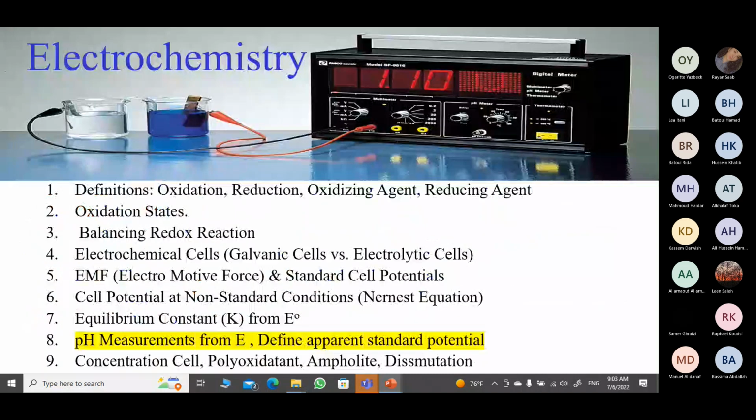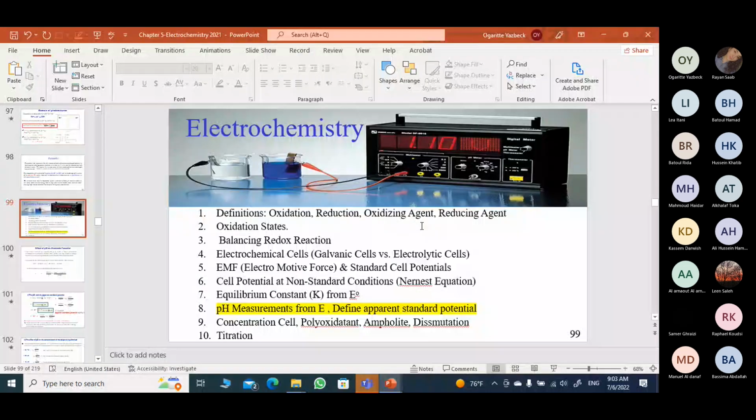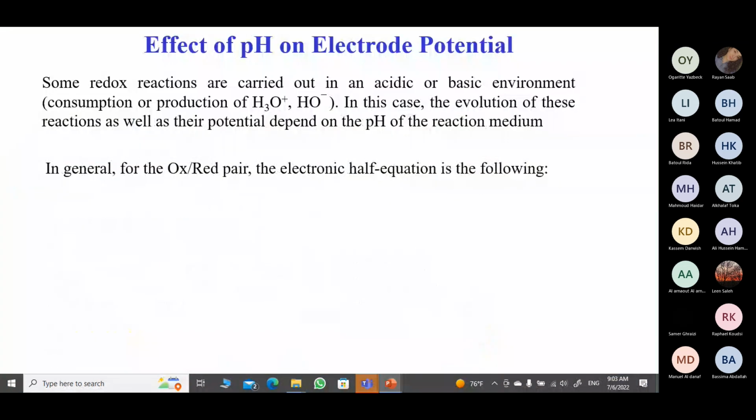Okay. Now we're going to continue with part 8. Same recording. pH measurements from E. Define apparent standard potential. Derivation of this actually is easy if you follow step by step with me.